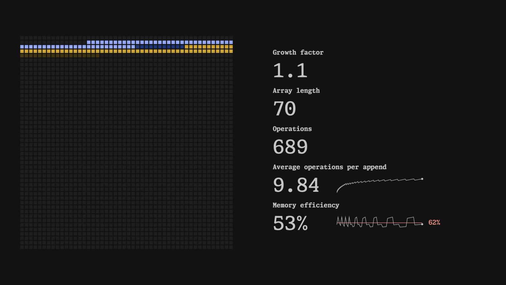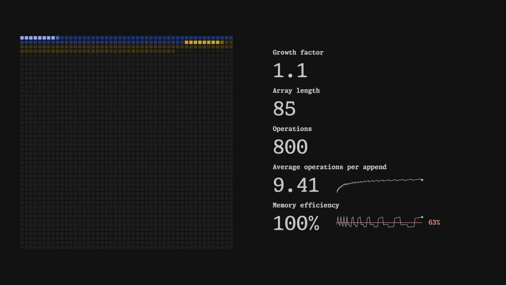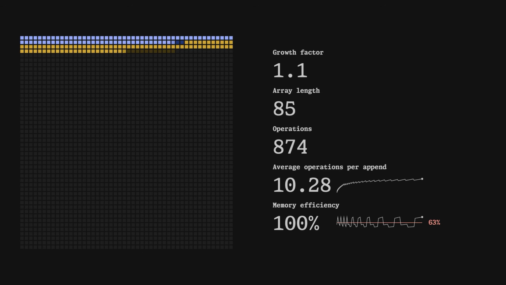So the question is, is there a middle ground? And it turns out that there is. There's actually a theoretically optimum number. And this number is the golden ratio, or phi. There's an algebraic way to show this, but I think it's interesting to look at it visually.